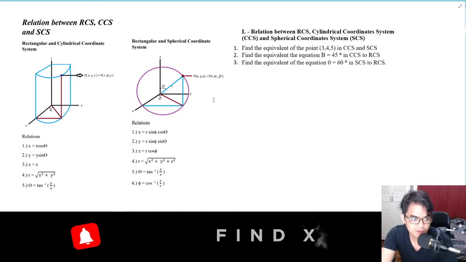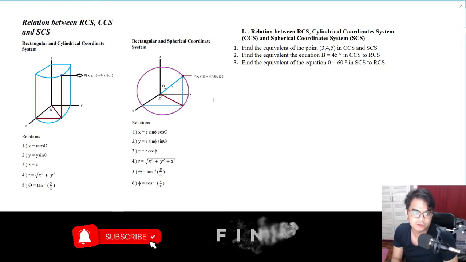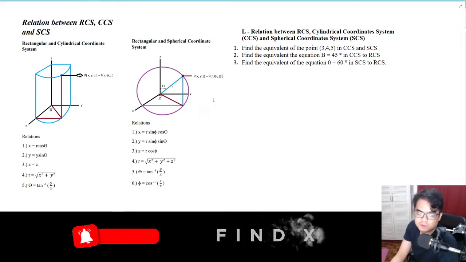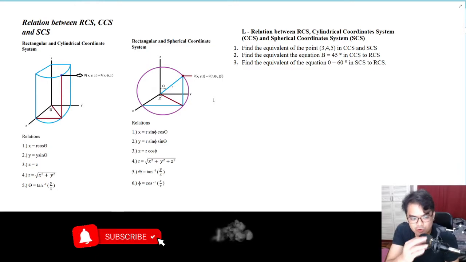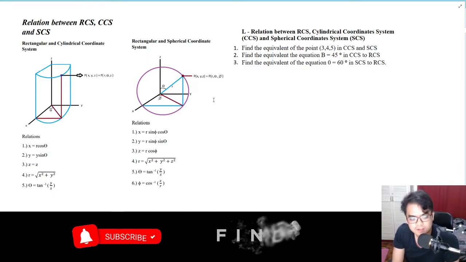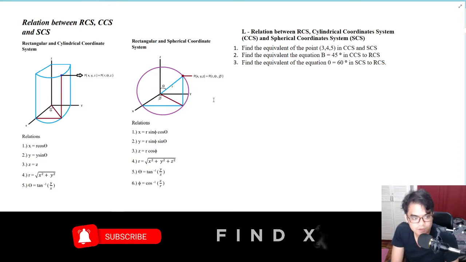The next topic is the relation between RCS, CCS, and SCS. RCS is the rectangular coordinate system, CCS is the cylindrical coordinate system, and SCS is the spherical coordinate system. You already have the graph there and the relations of RCS to CCS and RCS to SCS.